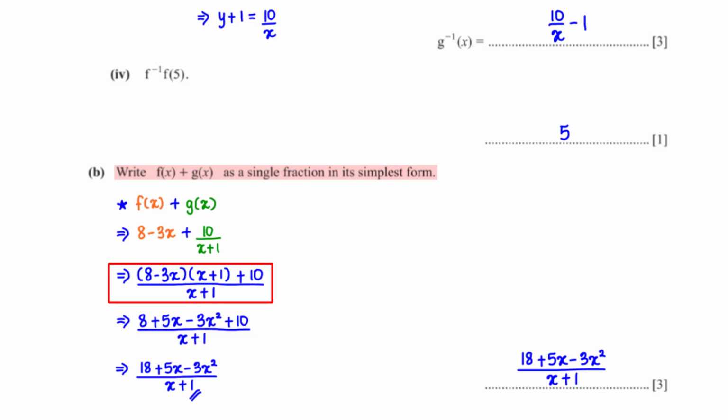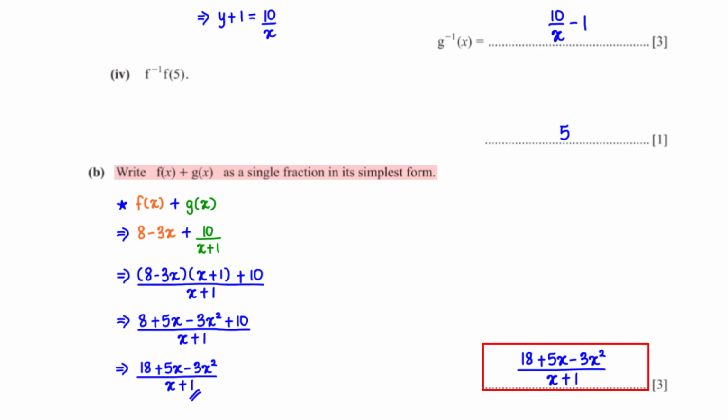So 10 times 1 gives us 10. When we expand 8 minus 3x times x plus 1, we get 8 plus 5x minus 3x squared. 8 plus 10 is 18, so we have 18 plus 5x minus 3x squared over x plus 1.